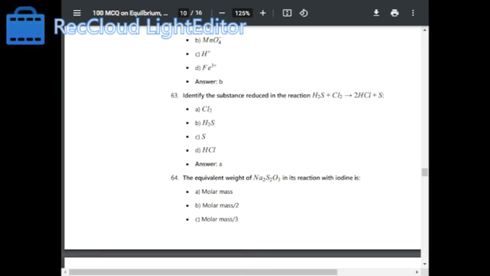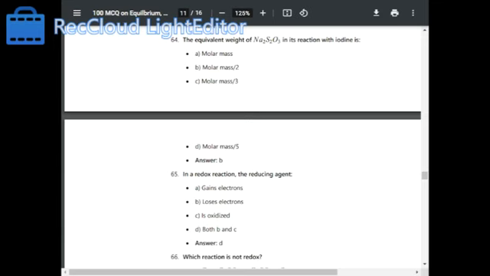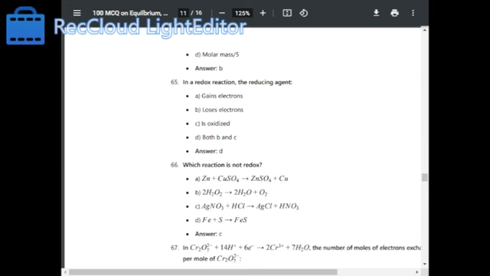Question number 64. The equivalent weight of Na2S2O3 in its reaction with iodine is: option A molar mass, option B molar mass upon 2, option C molar mass upon 3, option D molar mass upon 5. The correct answer is B, molar mass upon 2. Option B is correct.